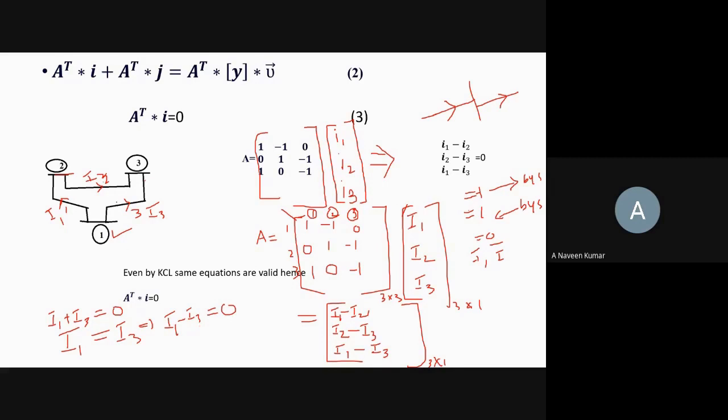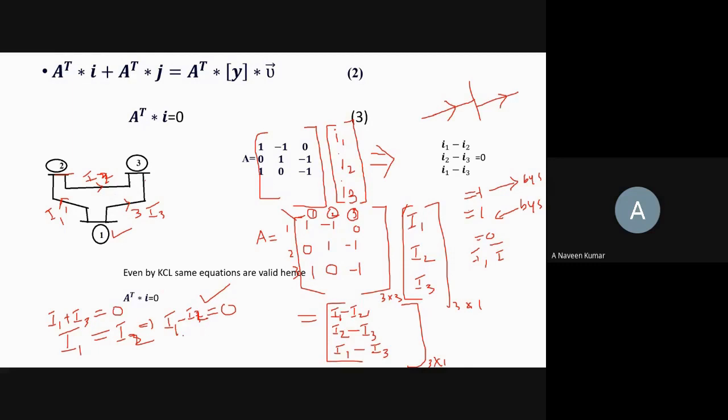Sorry, this is equation 2, no? This is I2. So this is one entering, this is leaving. So I1 minus I2. Here also I1 is equal to I2. So one equation we can write: I1 minus I2 is equal to 0. What about at bus 3? What about the 3? Minus I2 minus I3 is equal to 0.